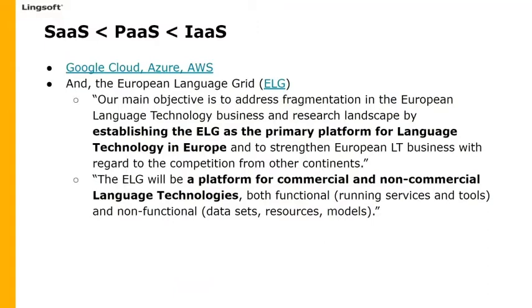So this is the world as we know it. We have software as a service, platform as a service, and infrastructure as a service, with the abbreviations SaaS, PaaS, and IaaS. And we have large international organizations that provide this type of services. And more recently, we have also gotten the European Language Grid, which is a European Union funded alternative to these existing organizations. The goal of ELG is to become the primary platform for language technology in Europe, both for non-commercial and commercial language technologies.